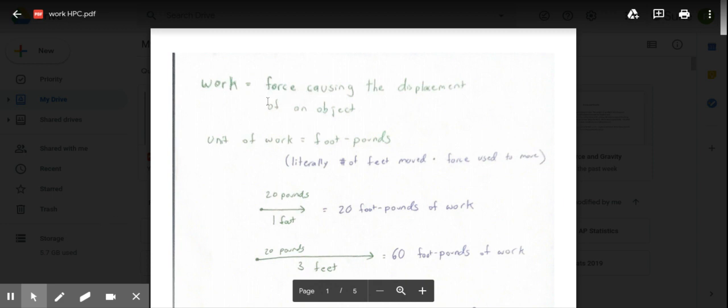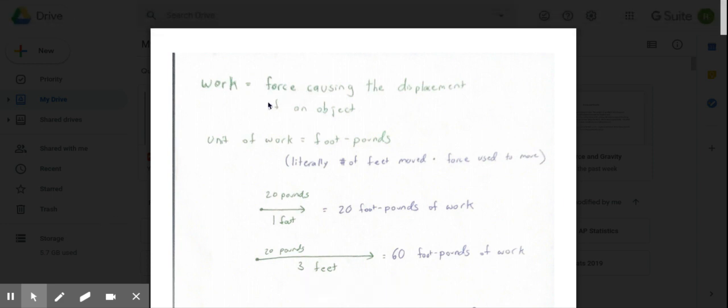We are going to look at work today. Work is a force causing the displacement of an object. The unit of work that we're going to look at is foot-pounds, which is literally the number of feet moved times the force used to move it.